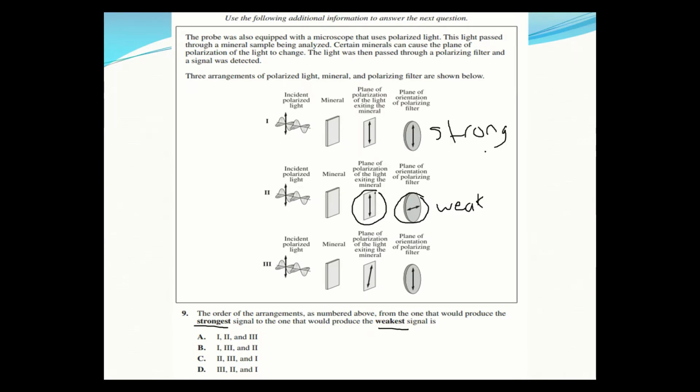And then this one isn't quite 90 degrees, right? When they're the same, it's the strongest, and then you rotate it 90 degrees and you get the weakest. If you rotate it another 90 degrees, it would be back where it started, strongest. So this is somewhere in between. This is the middle here. Okay, so strongest to weakest would be 1, 3, 2. So B is the correct answer.